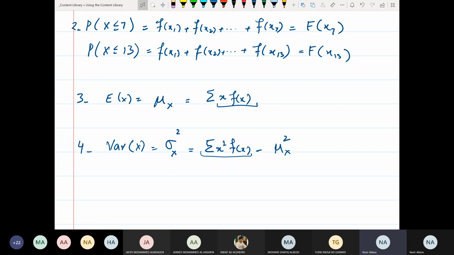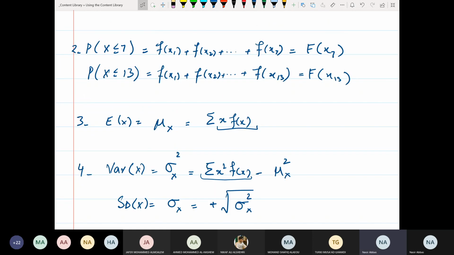Similarly, the standard deviation will be sigma of X. This is going to be the positive square root of sigma square of X. Now these 4 points that I just wrote are true for every discrete random variable.